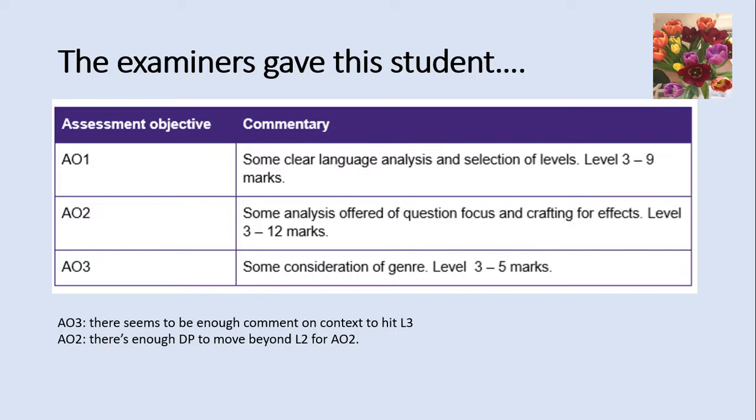You do need to include both. And AO2, you can see there is enough DP, although if you look at the essay, it does look like they forgot it and then added it in later. But there is just enough DP to move beyond that level 2 for AO2. So it's not brilliant, but it's not a disaster. So getting a sort of mid band.